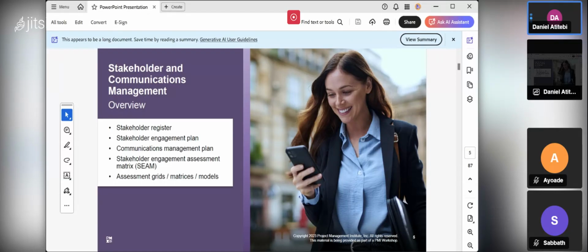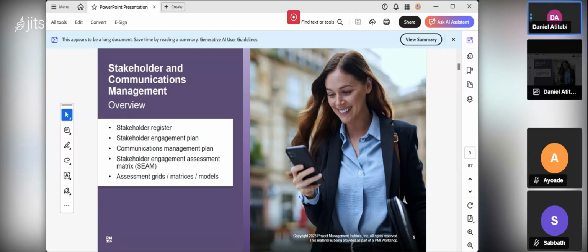Apart from the stakeholder engagement plan, you also need what is called a communication management plan. How are you going to communicate with them? Because about 95% or 99% of your time in your project, you keep on communicating information, data, reports, and many other things.